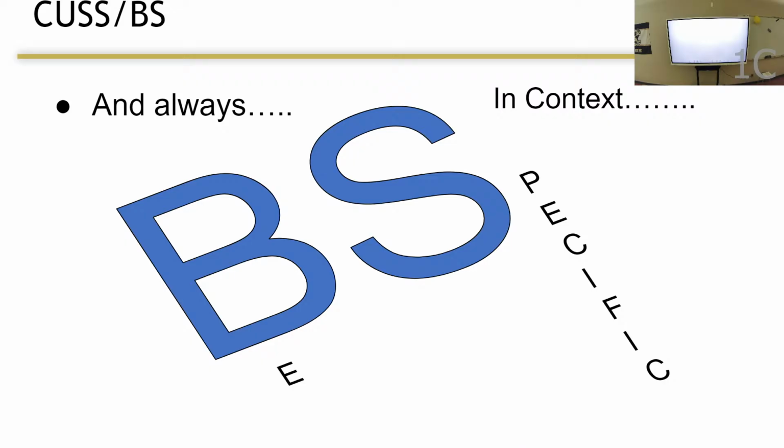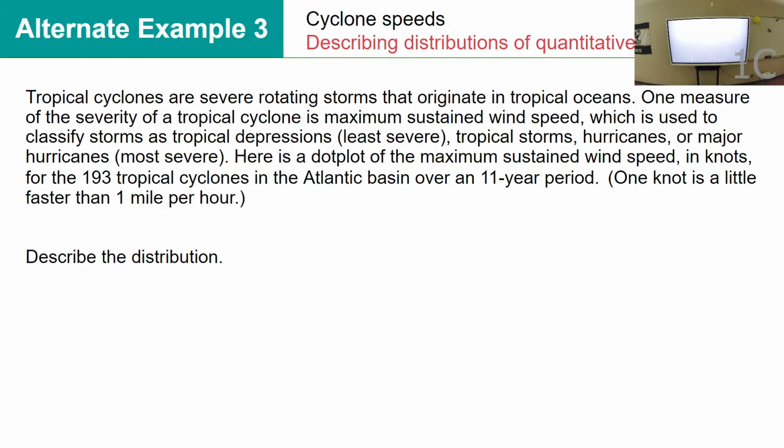You got to talk about those. If you leave one of those out, you're missing points. Not all of them have unusual occurrences, but they all have a shape, they all have a center, and they all have a spread. Every one of them. And every one of them has context. So those four things you have to talk about. The fifth one, if it's there, you need to talk about it. And if it's not there, you don't have to talk about it.